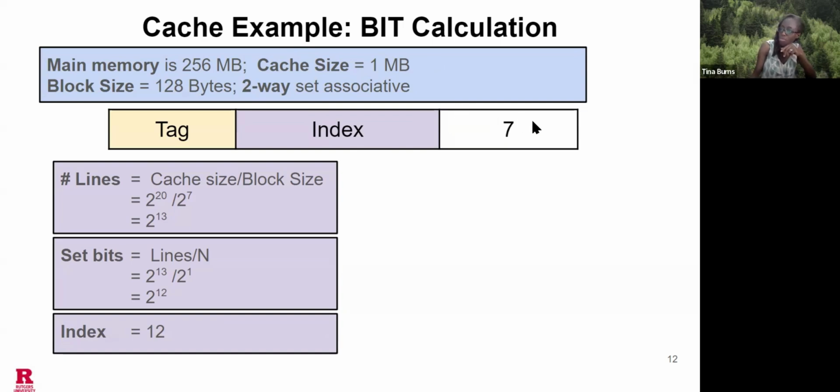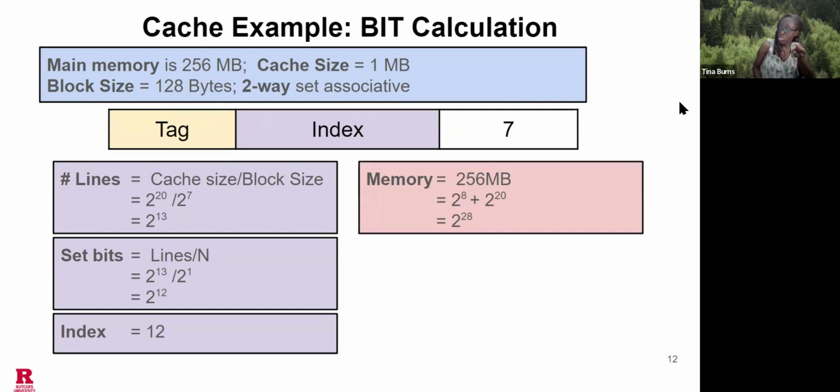All right, so now we have our offset. We have our index. The last thing is the tag. Tag is relatively easy, right? All we do is take the main memory size and subtract these other two numbers that we already have. So main memory is 256 megabytes. 256 is 2 to the power of 8. A megabyte is 2 to the power of 20. So that means my bits for memory is going to be 2 to the power of 28.